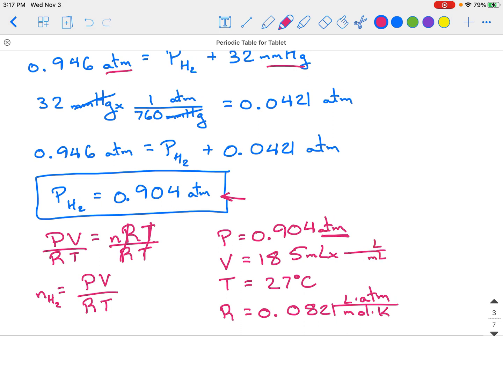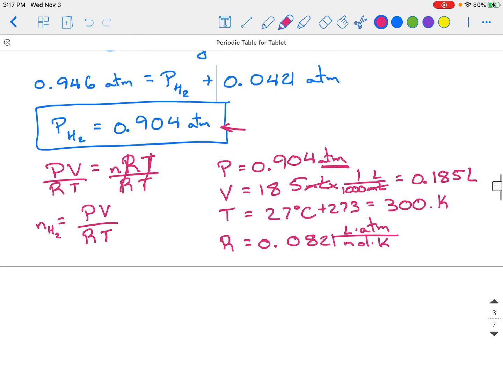So we want milliliters on bottom, liters up top. For every 1 liter, we have 1,000 milliliters. This gives us 0.185 liters. Celsius needs to be converted over to Kelvin, so we add 273. This gives us 300 Kelvin.